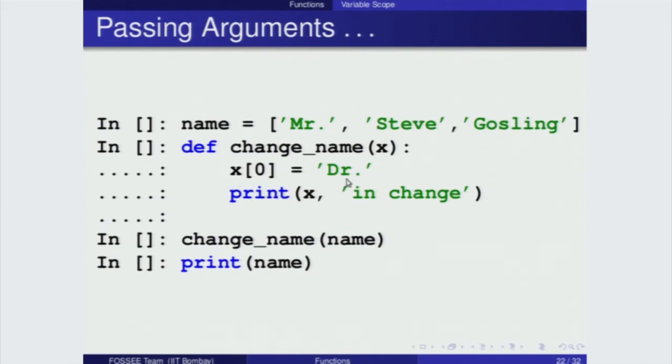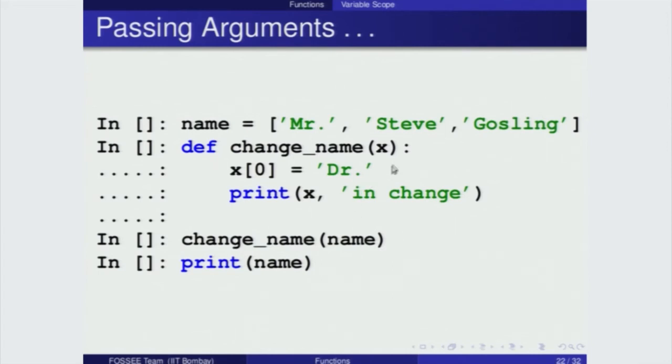Because you have set x of 0 is Doctor, it will change this list and it should print that. So you should get Dr. Steve Gosling in change is what you will see. But the thing is, when you print name also, you will get Dr. Steve Gosling. The reason this happens is mutable data types in Python are passed by reference, which means when you pass this name here, it does not make a copy of it. It passes the same list. Therefore, you will get the same Dr. Steve Gosling in both cases. I hope this is clear.